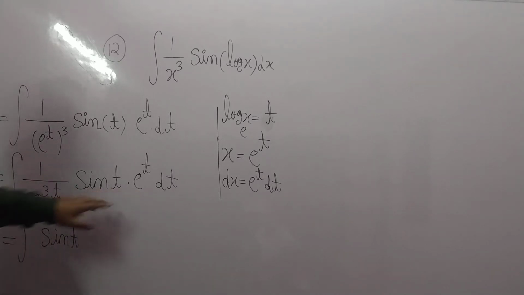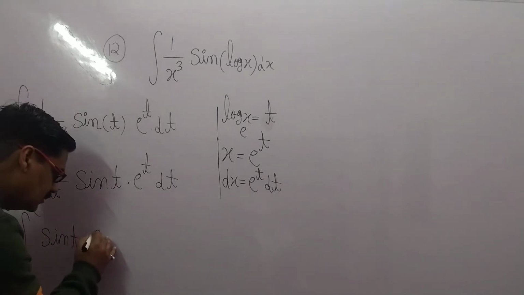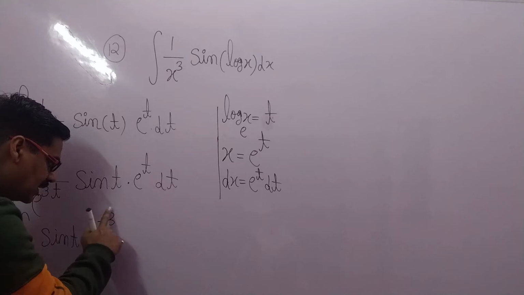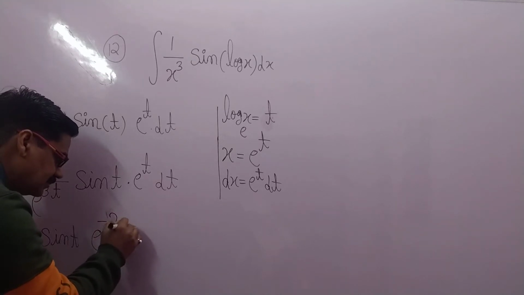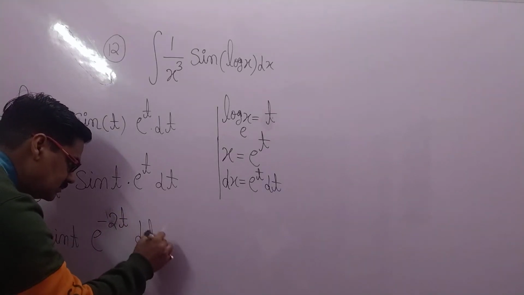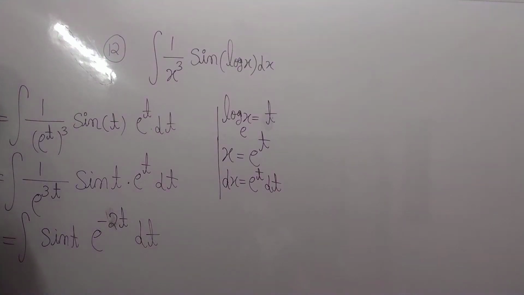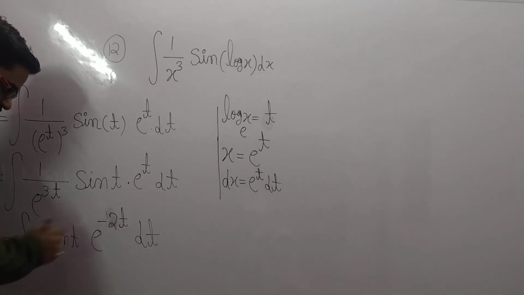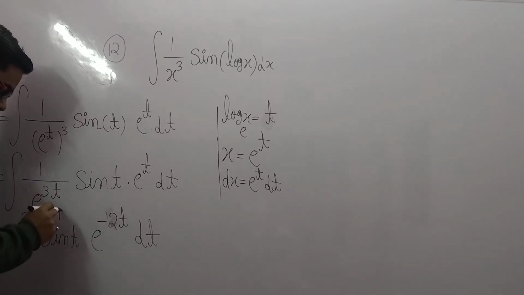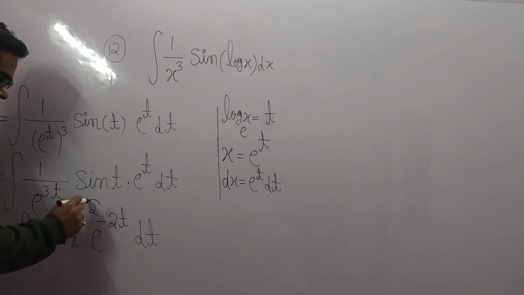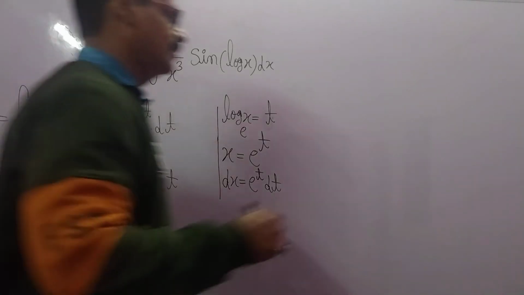e to power t and e to power 3t, it becomes e to power minus 2t dt. We can suppose it as I. Now we do it by integration by parts. We suppose sin t as first function and e to power minus 2t as second function.